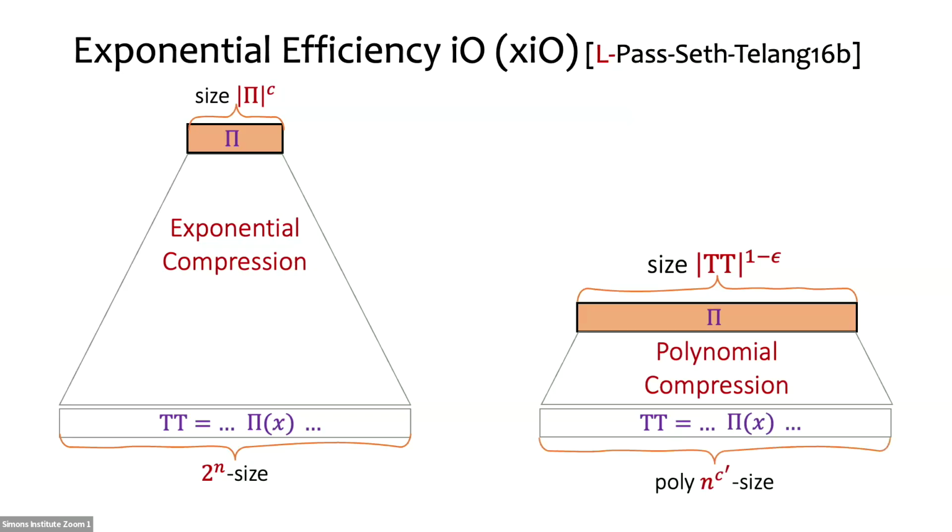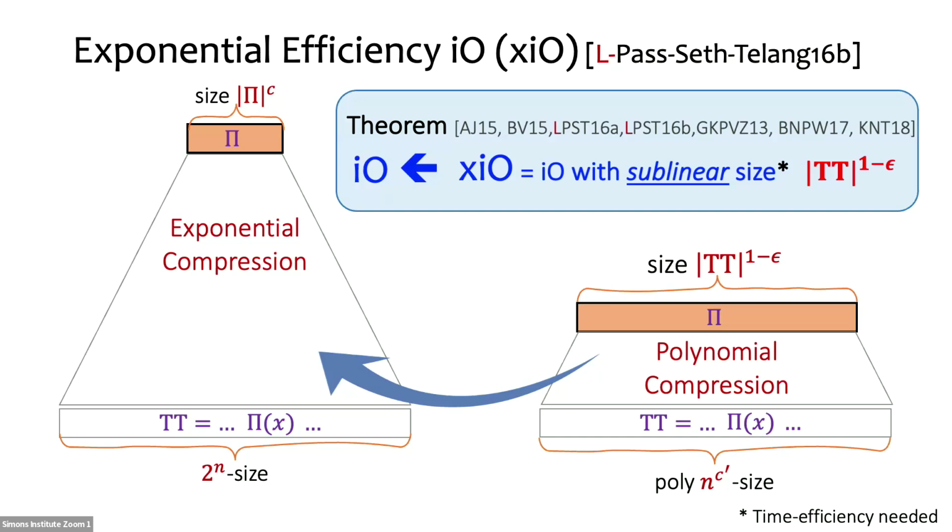And furthermore, we're going to only handle those special functions where the entire truth table size is polynomial, meaning that the input length is logarithmic, as opposed to handling normal programs where the input size is polynomial and the truth table size is exponential. The reduction shows us that as long as we can implement this kind of XIO, we can already have IO.